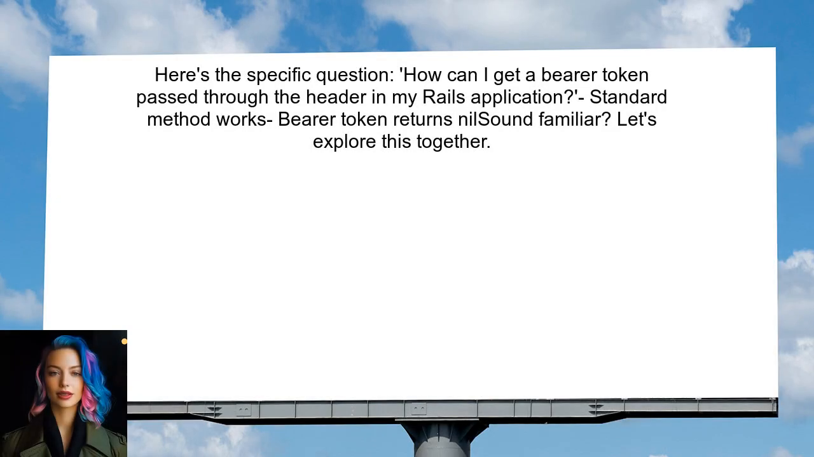Let's look at the specific question at hand. One user asked, "How can I get a bearer token passed through the header in my Rails application?" They mentioned that while they could retrieve a token using the standard method, the bearer token was coming through as nil. Sound familiar? Let's explore this together.